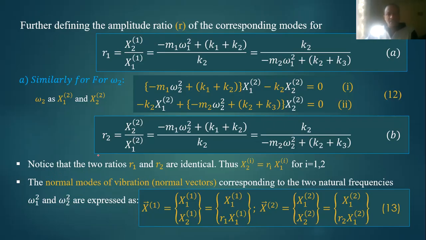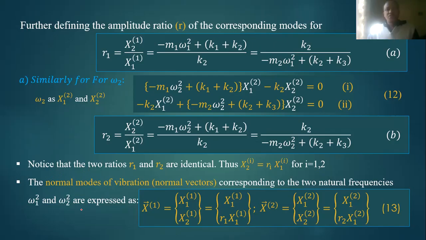So finally, we can obtain R1 and R2. Okay, so these are the amplitude ratios. Notice that the two ratios R1 and R2 are identical in this case. Therefore, xi of 2, where i indicates the mode, can be 1 or 2.